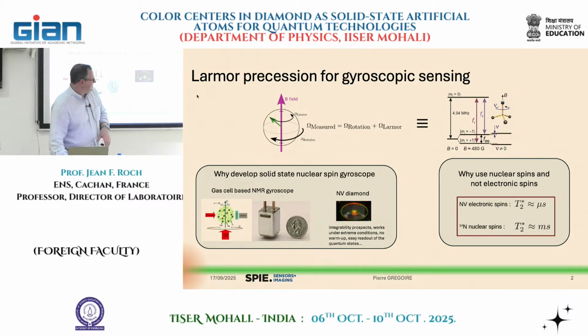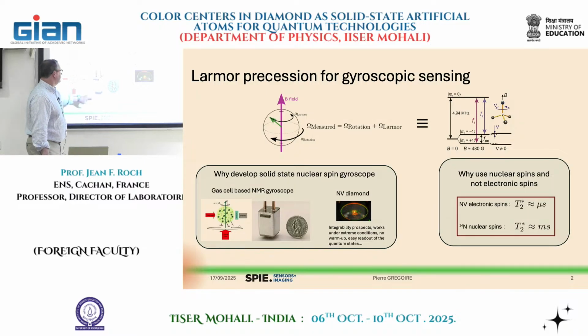And this is something that has been implemented using atoms. Now there are these systems that are made in the US by Northrop Grumman. You see the size, and basically it's a cold atom, not a cold atom, just an atomic vapor, and you look at the precession of the spin. But it was a 30-year development to achieve that. And you cannot purchase it, so it's impossible.